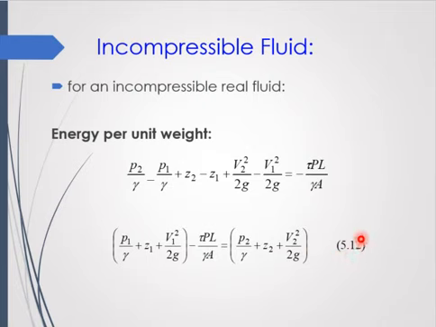If we compare this equation with the Bernoulli equation for ideal fluid, we can see that the only difference is this additional term, minus tau PL over gamma A, which represents the loss of energy per unit weight due to fluid friction between points 1 and 2. The dimensions of this energy loss term are length only, which agrees with all other terms in this equation, and so this is a form of head. This whole term, tau PL over gamma A, is a form of head.